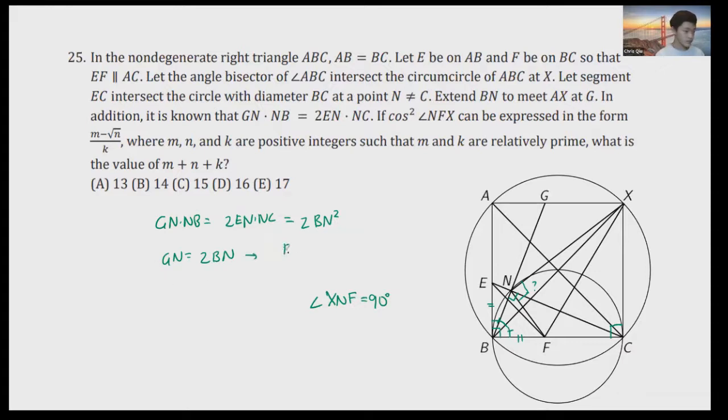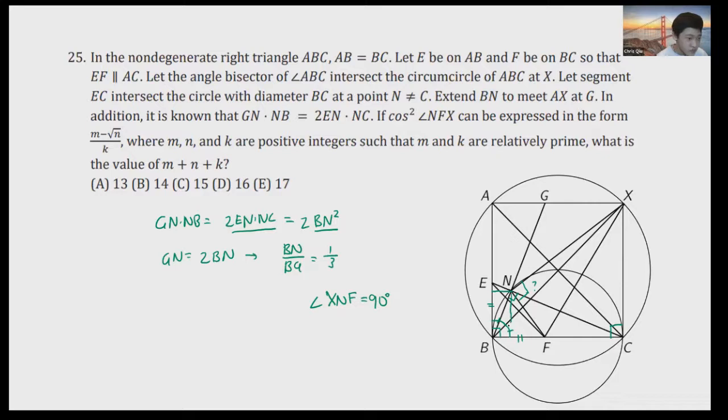And so, from here, we can see that BN over BG is equal to 1/3. Here we use the fact that EN times NC is equal to BN squared. And one way you can see this is by realizing that triangles ENB and BNC are similar. And since they're similar, we see that BN squared is equal to EN times NC after you write out the side ratios and cross multiply. And so we see that BN over BG is equal to 1/3.